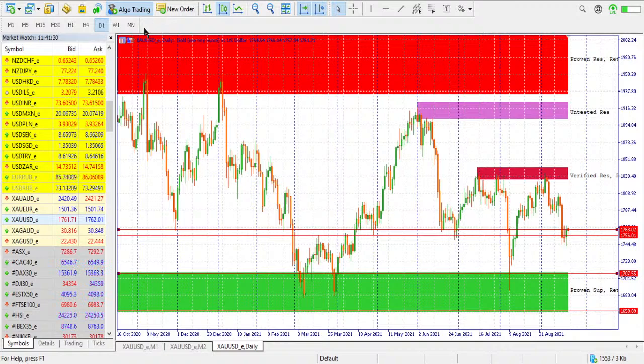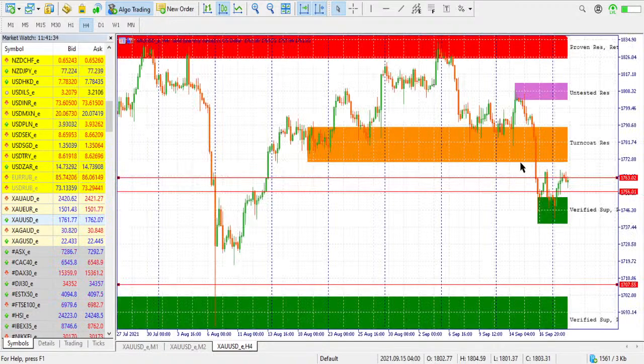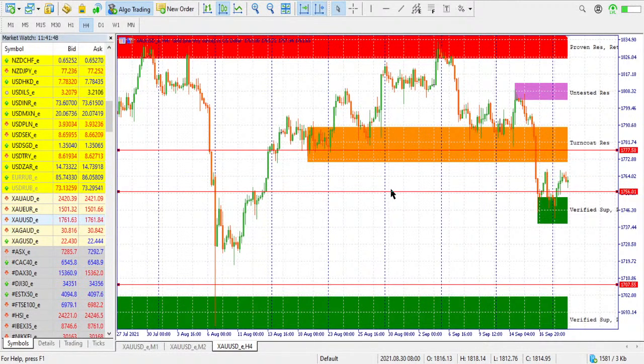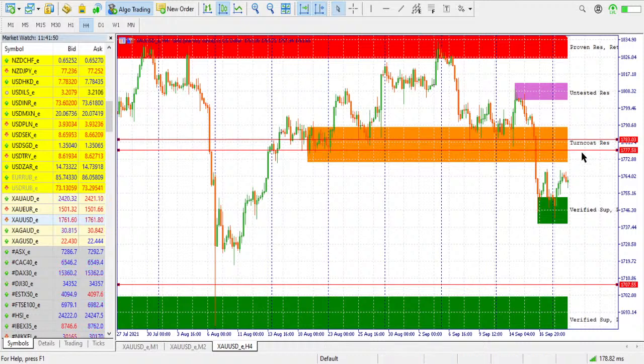So the next time frame, the 4 hours chart. With the 4 hours so far, we have a verified support here. We have a verified support here. Then we have a proven resistance level here. Other than just the lines which you have here, there is a very good level inside this resistance, inside this level here. We do have a very good resistance zone within it.